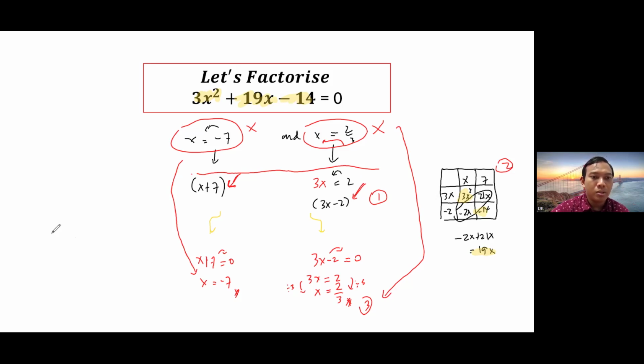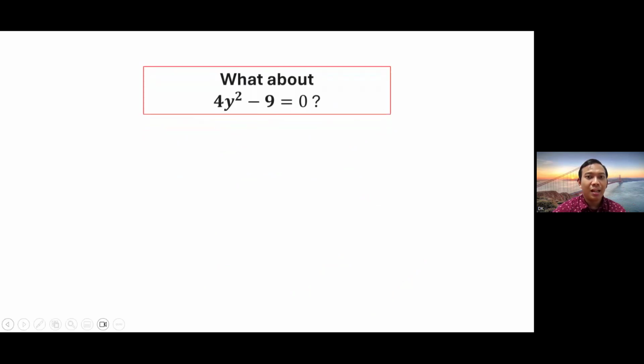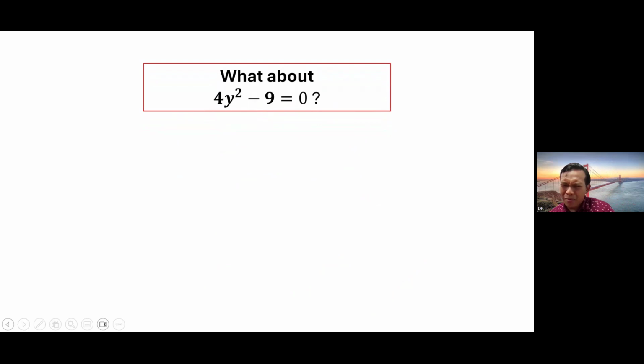Now we continue with the last question. What about if we have this? Does it seem familiar to you? This is actually part of your factorized form using a square minus b square. Remember? A square minus b square, you should get a plus b, a minus b. Every time when you see a quadratic and there are only two terms, this might be the one that you need to use.